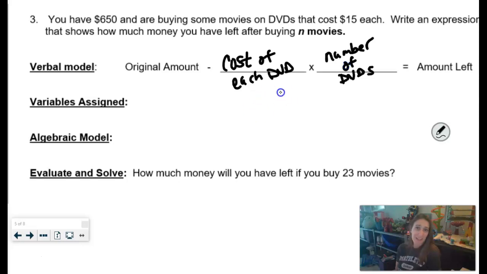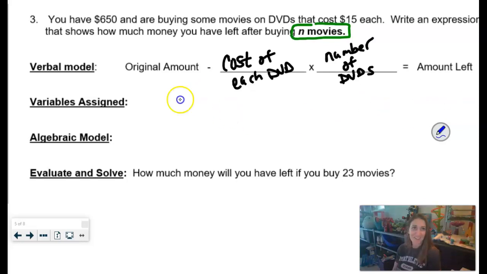Okay, and that's what's going to calculate how much money I have left. Here, they did assign me a variable. Notice they only assigned us one variable, because that's the only thing that's going to change from problem to problem, situation to situation: how many movies did I actually buy. Because we know everything else.